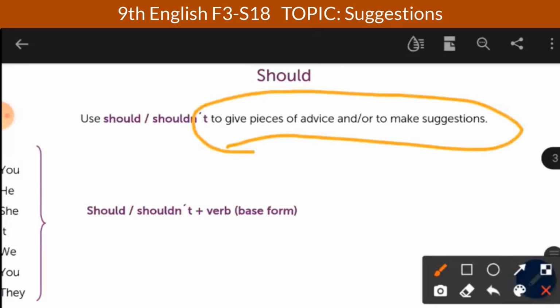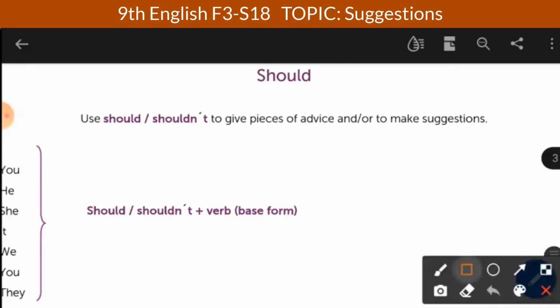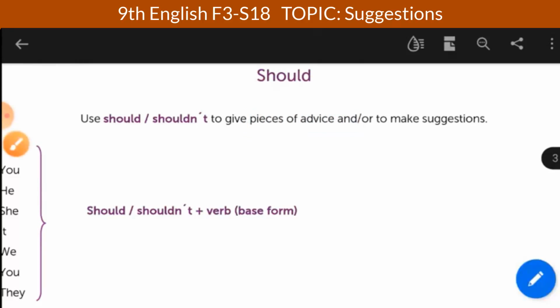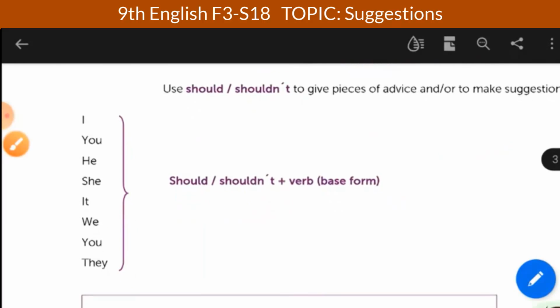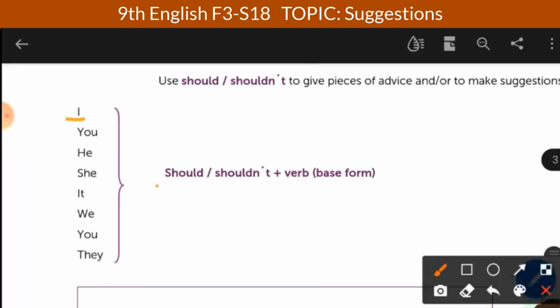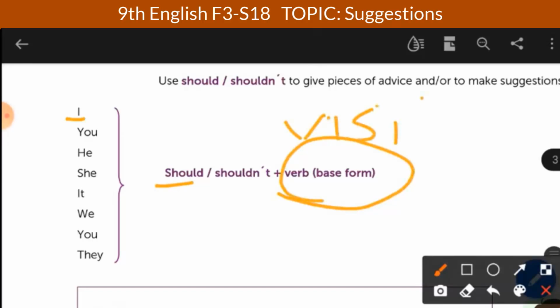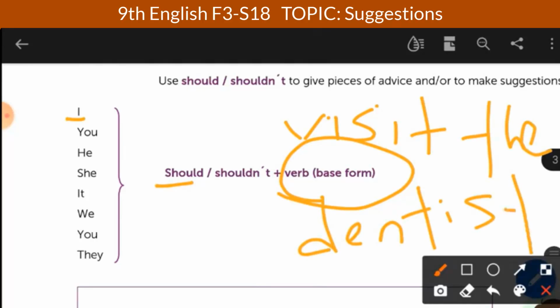Okay? Para dar sugerencias. ¿Se acuerdan que les dije que advice no se ocupa con uno ni con dos? Así se ocupa, miren. Pieces of advice. Yes? Pieces of advice. So you use should or shouldn't to give pieces of advice or to make suggestions. Yes? To make suggestions. So for example, here, I should, y lo que sea que venga después. For example, I should visit the dentist. Yes? I should visit the dentist, or I should visit the doctor. Yes? You should visit the dentist or visit the doctor.